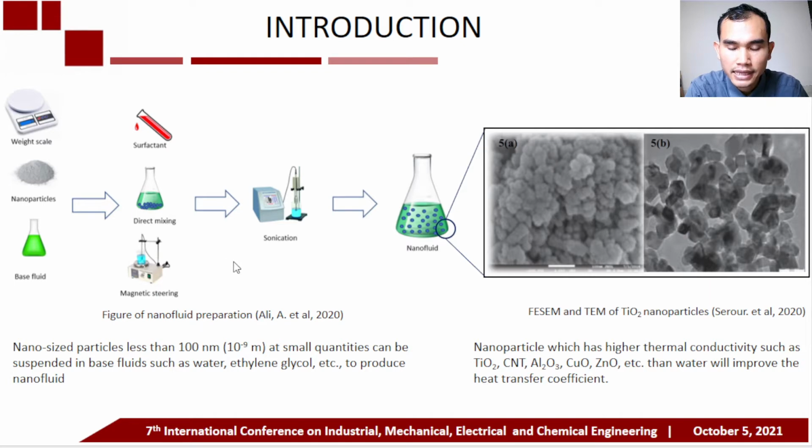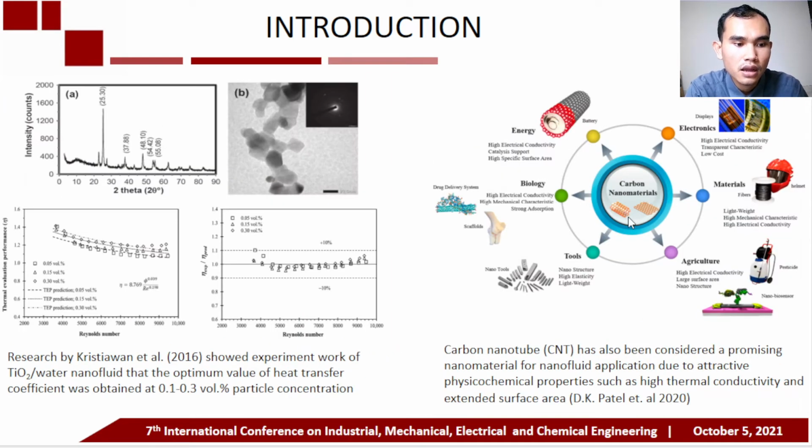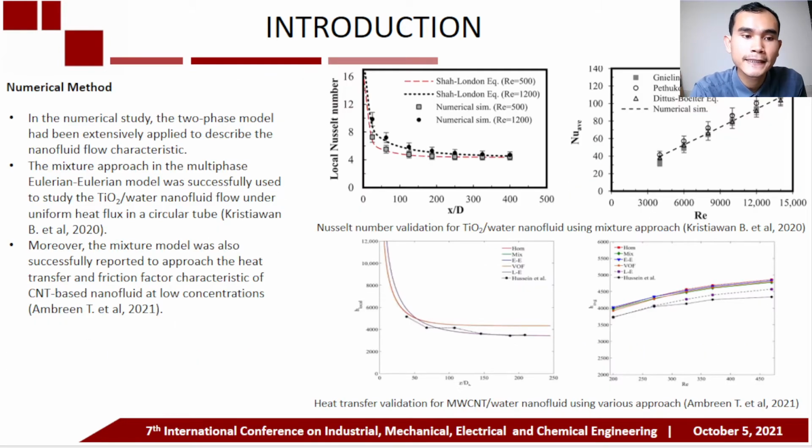Nanoparticles which have higher thermal conductivity than water, like titanium dioxide and carbon nanotube, can improve the performance of heat transfer coefficients. Research in our laboratories shows that in experimental works titanium dioxide nanofluid has an optimal value at 0.1 up to 0.3% volume particle concentration. And carbon nanotubes have also been considered a promising nanofluid due to attractive physicochemical properties such as high thermal conductivity and extended surface area.